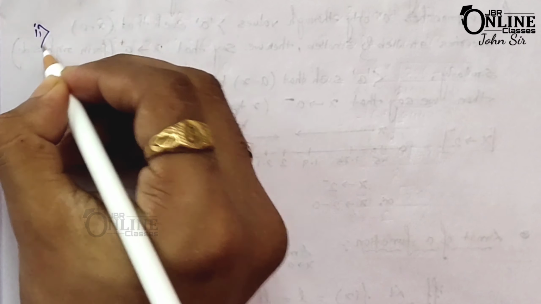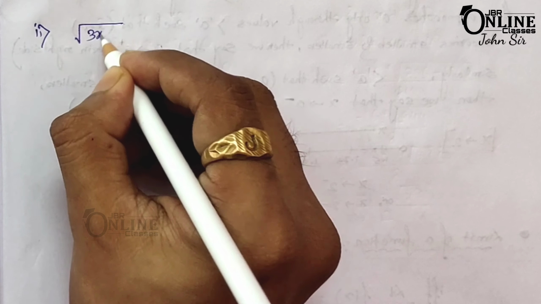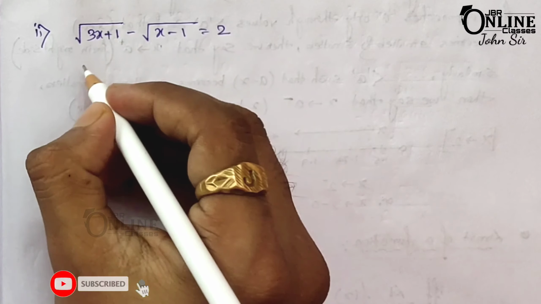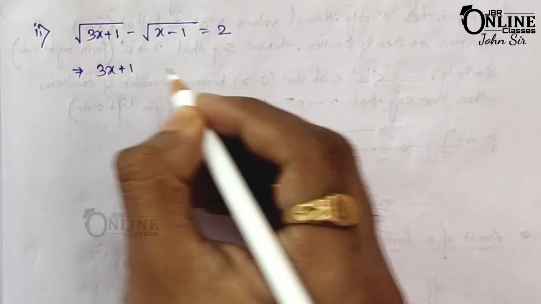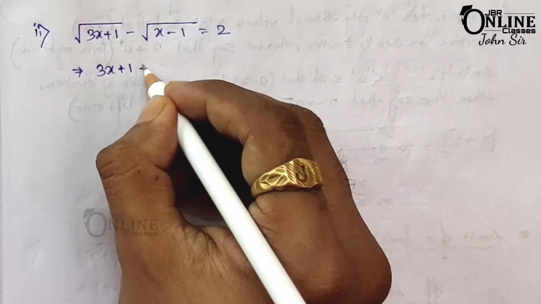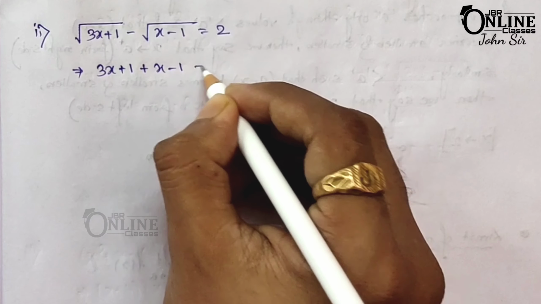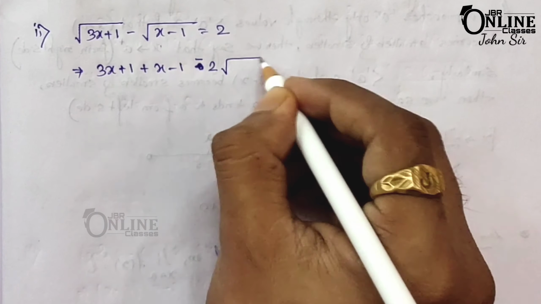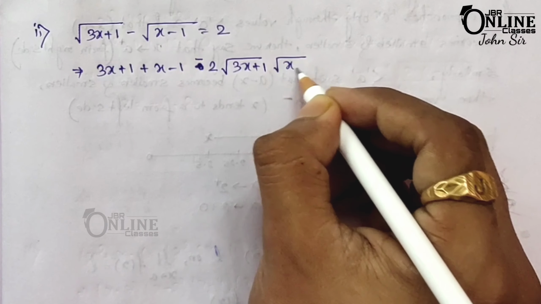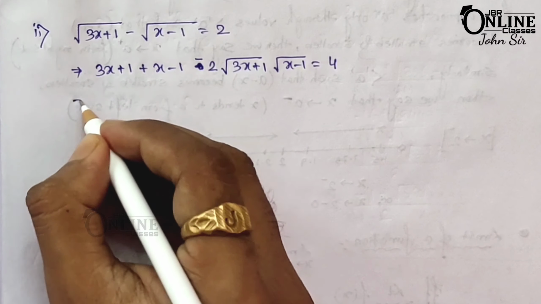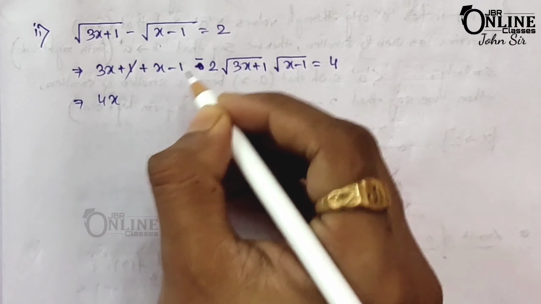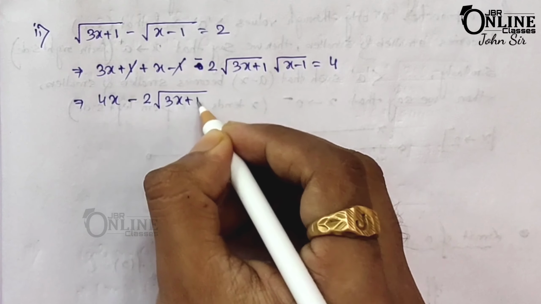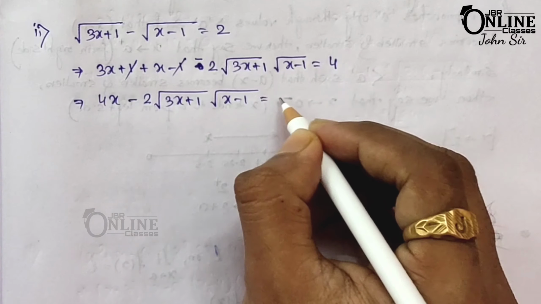Next, sum number 12, 2. In sum number 12, 2, you have √(3x + 1) - √(x - 1) = 2. So squaring both sides, you will get 3x + 1 plus x - 1, and then minus 2√(3x + 1)√(x - 1), because (a - b)² = a² + b² - 2ab, equal to 4. So now 3x + x gives 4x, the 1s cancel out, then 4x - 2√(3x + 1)√(x - 1) = 4.